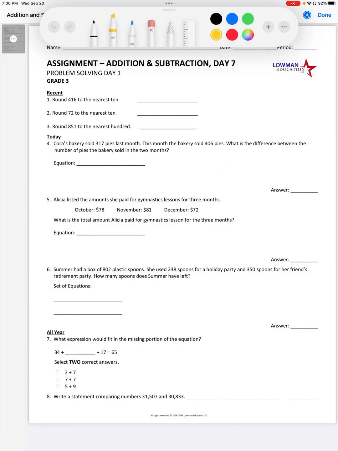I'm making a quick video going over addition and subtraction, day 7 assignment. I really like this one, and I like this page because it's going to lead us into learning how to draw math models to solve word problems.